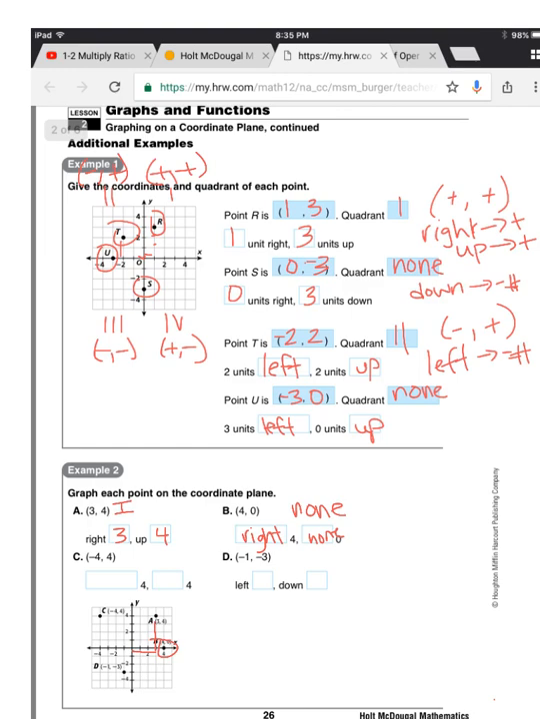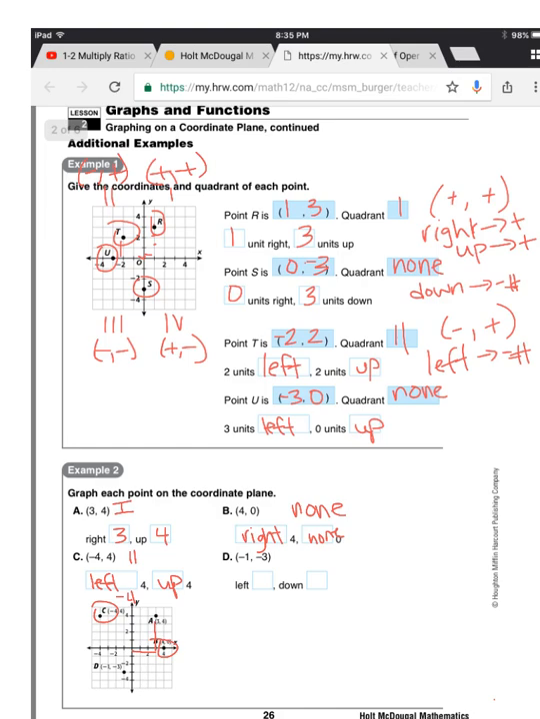Negative 4, 4. Well, up here, negative x positive y is in quadrant 2, okay? And in quadrant 2, this is C. From the origin, to get to C, we had to go left 4, which left would make it negative 4, okay? And then we went up 4.